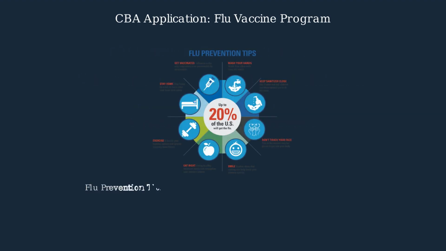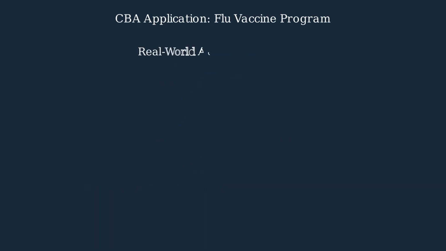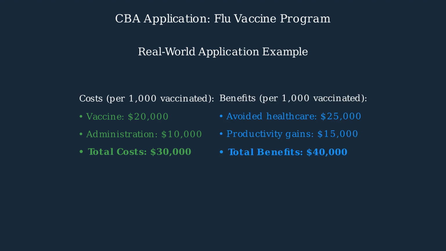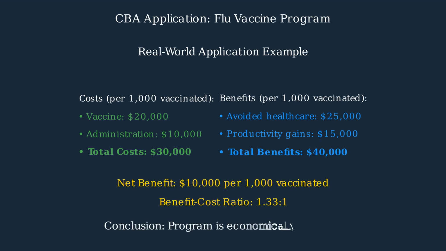Flu prevention strategies are multifaceted. Vaccination is the primary intervention, but other preventive measures also contribute to reducing the economic burden. Let's consider a real-world example. For a flu vaccination program targeting 1,000 people, the total costs might be $30,000. The benefits include $25,000 in avoided healthcare costs and $15,000 in productivity gains, totaling $40,000. This results in a net benefit of $10,000 per thousand vaccinated, with a benefit-cost ratio of 1.33 to 1.